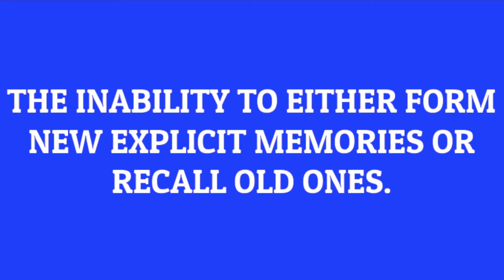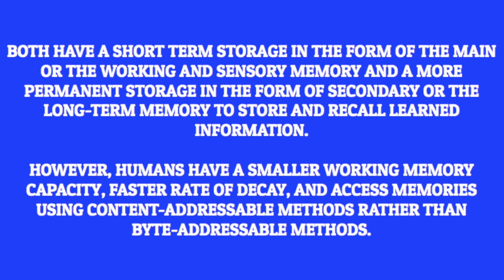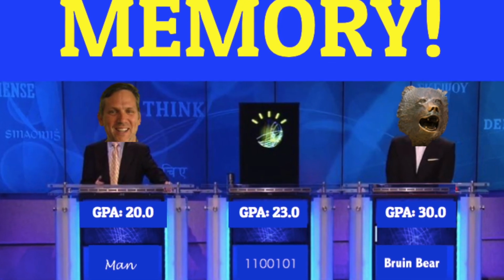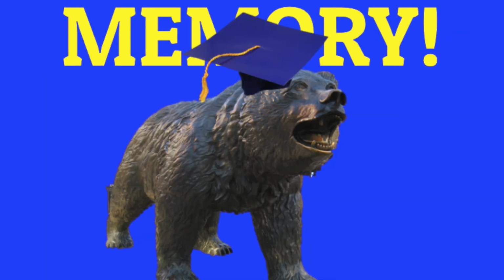The inability to either form new explicit memories or recall old ones. What is anterograde and retrograde amnesia? It's time for final memory. Take a look at the screen to read the question. Man bet it all on put the similarities and differences between human memory and computer memory, but it wasn't enough. Bruin Bear wins!